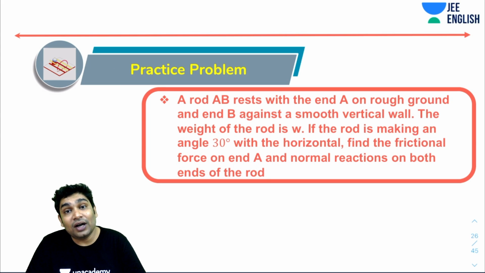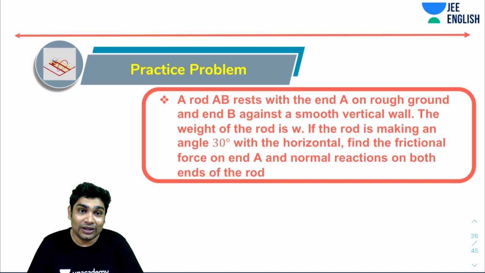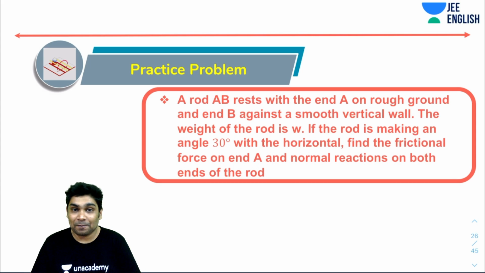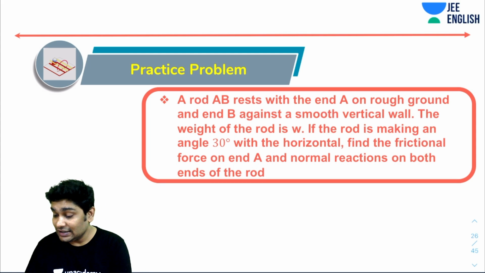Here you've been told a rod AB rests with the end A on a rough ground and the end B against a smooth vertical wall, and the weight of the rod is W. If the rod is making an angle of 30 degrees to the horizontal, find the frictional force on the end A and the normal reactions on both the ends of the rod. So let's see how the situation is first of all.